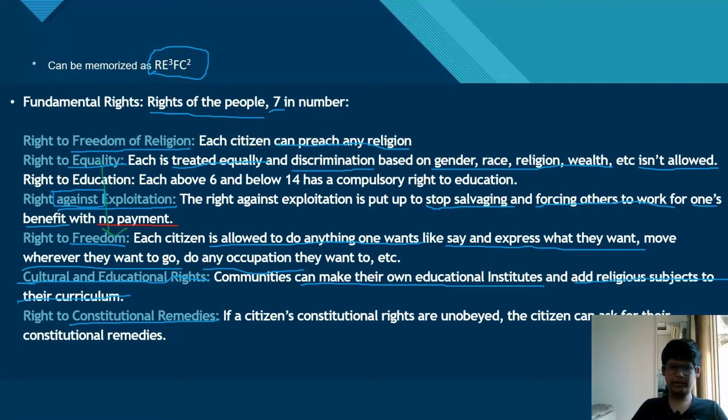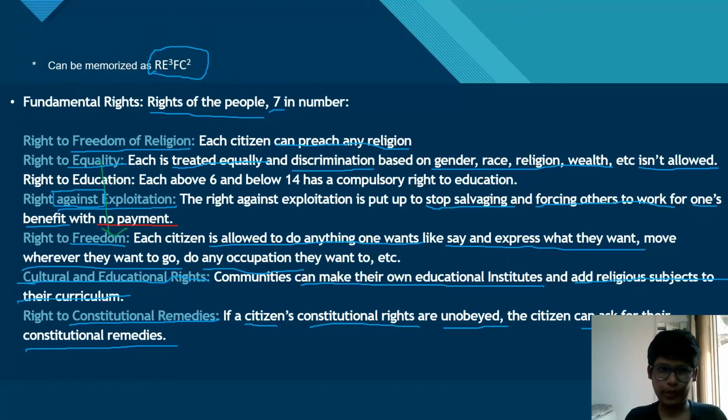Okay, so then there is the right to constitutional remedies. This one is also very important. Well, think about it, each one is important. If a citizen's constitutional rights are disobeyed, the citizen can ask for their constitutional remedies.